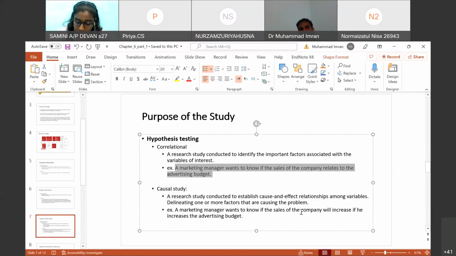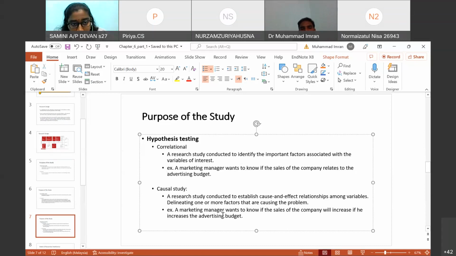See, a manager wants to know if the sale of the company relates to the advertising budget. I mean, if we spend so much budget on advertisement, will our sale increase or not? This is the correlation between the two. Okay, this is a correlation. Now, cause and effect study, and this is the fourth type of study. A researcher conducts a study to establish a cause and effect relationship, where one variable is increasing and the other is decreasing. That is cause and effect.